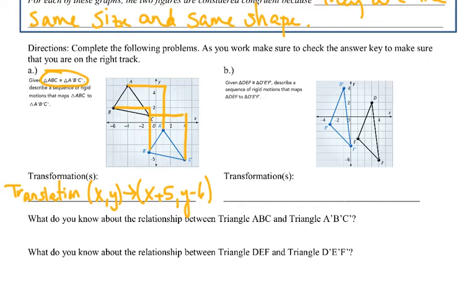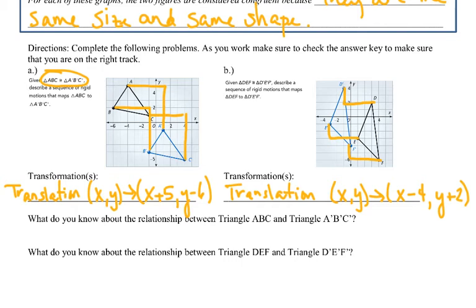For part B, I can see that D goes left and up, E goes left and up, and F goes left and up. So this is also a translation. Since it went left 4, we have (x, y) goes to (x minus 4), and it went up 2, so it's y plus 2.